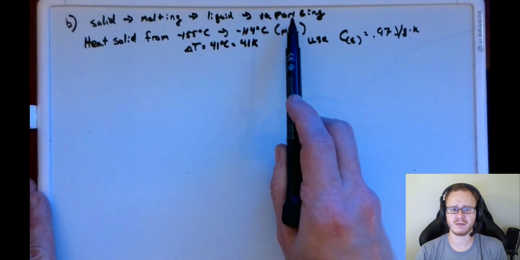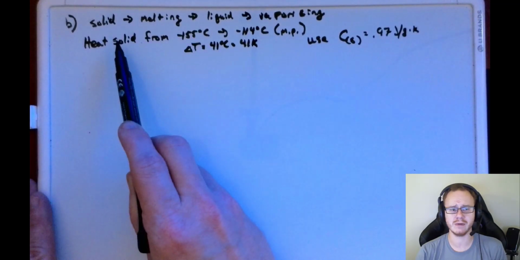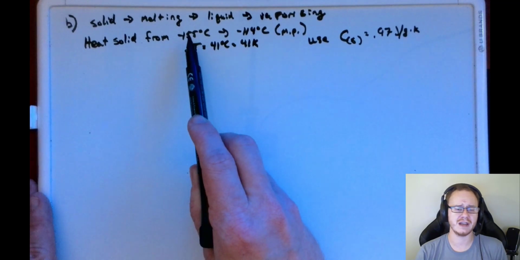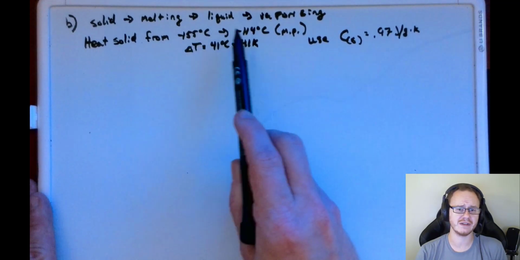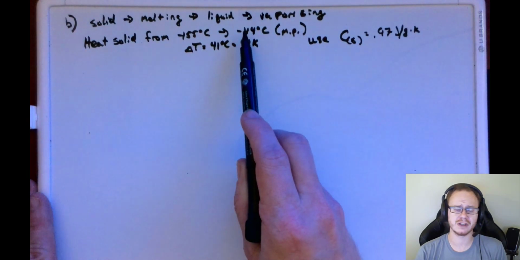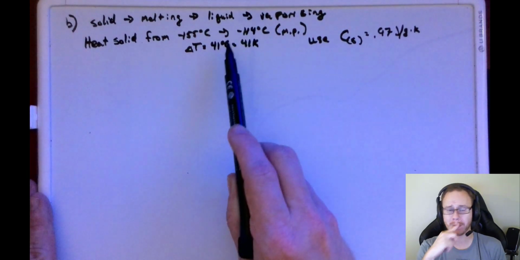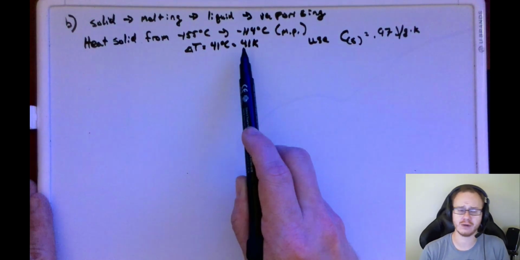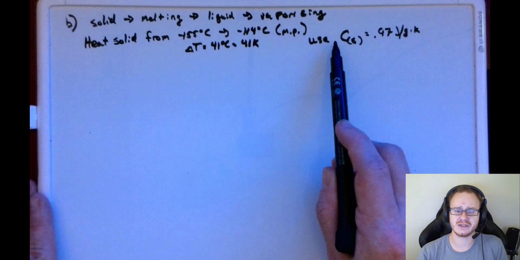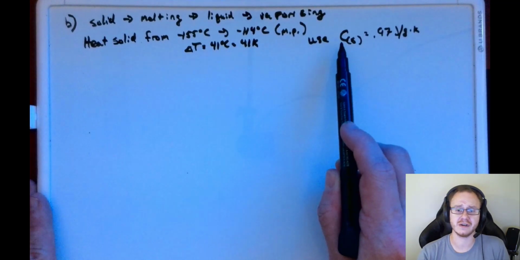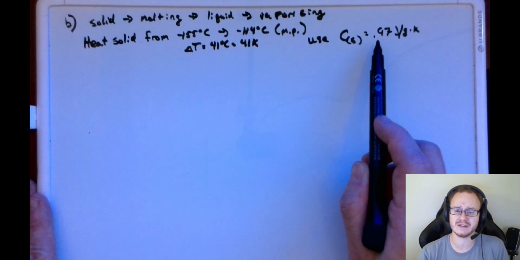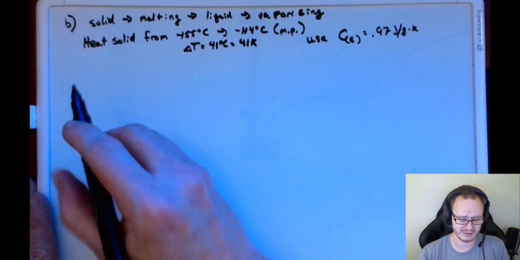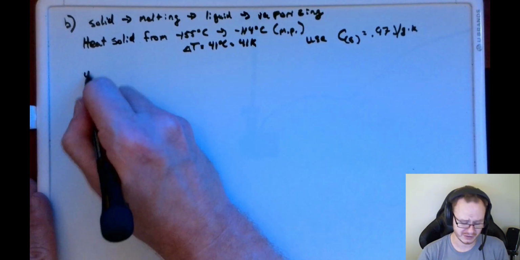This is a fairly long problem with 4 individual steps, and we'll be using heats of formation and specific heat. We'll begin by heating the solid from negative 155 degrees Celsius to its melting point of negative 114 degrees Celsius. The change in temperature is 41 degrees Celsius, which is also 41 degrees Kelvin. Because this is just a heating of a solid and not a transition, we're going to use the specific heat of the solid that was given to us. For ethanol, it's 0.97 joules per gram degree Kelvin. From here, I'm going to convert to kilojoules.